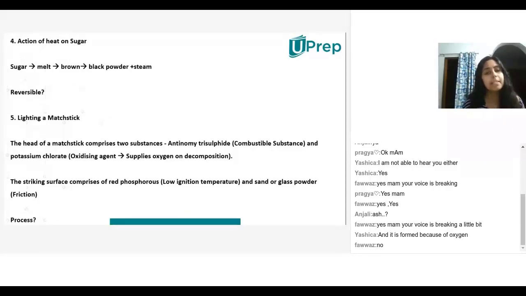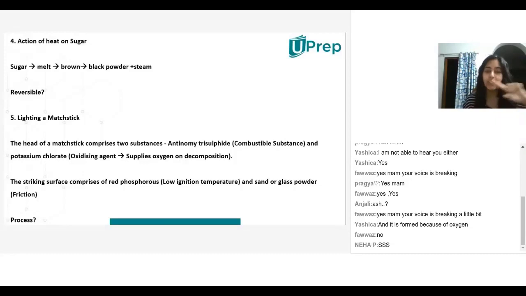That is about the head of the matchstick. What about the surface on the matchbox where you strike the matchstick? Have you ever touched that surface, felt it? How do you feel when you touch that surface? You will notice that the striking surface has to be kind of like sandpaper or glass powder, both of which are pretty rough.